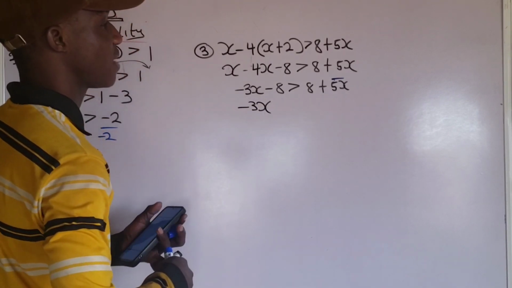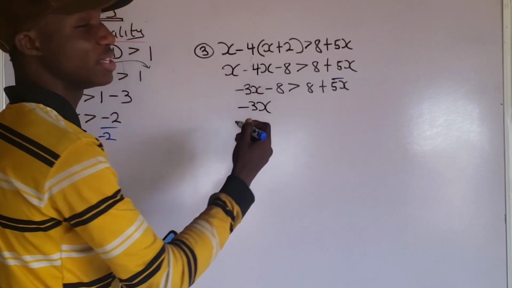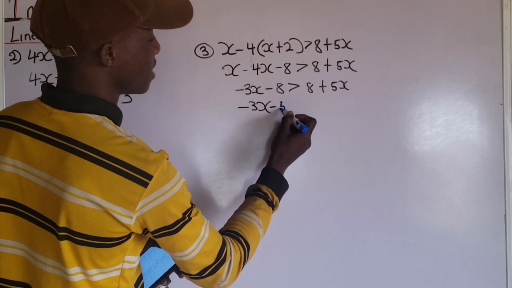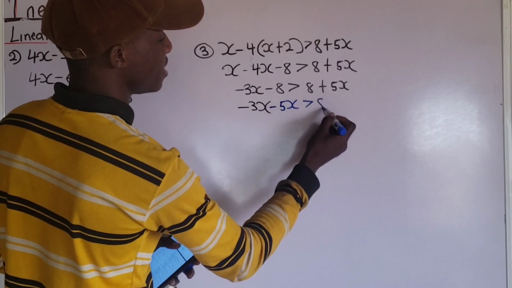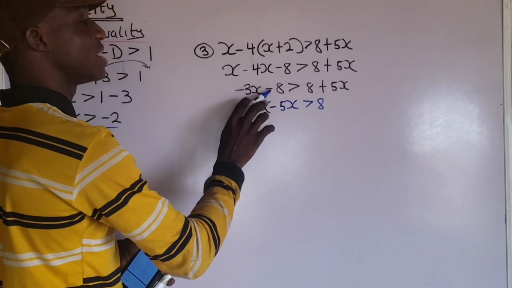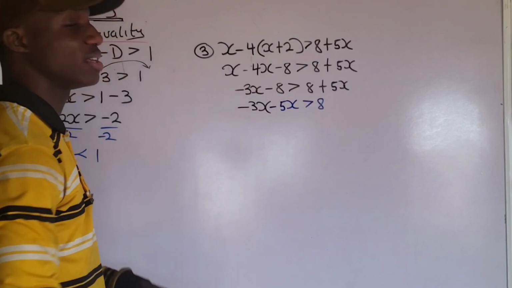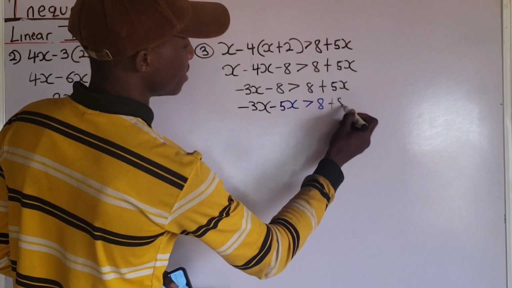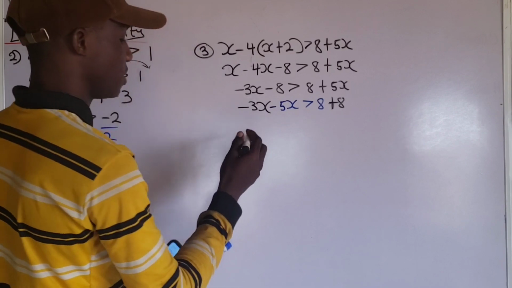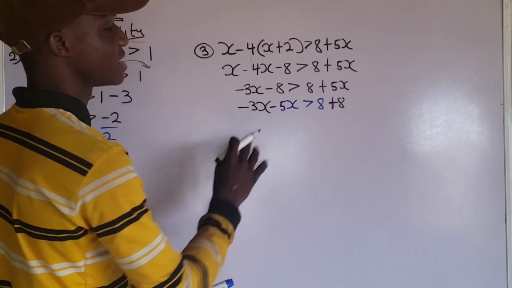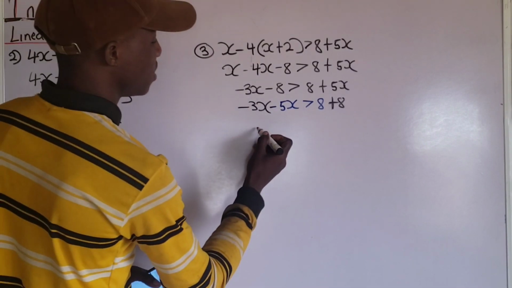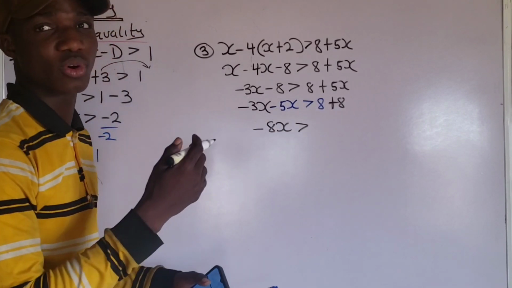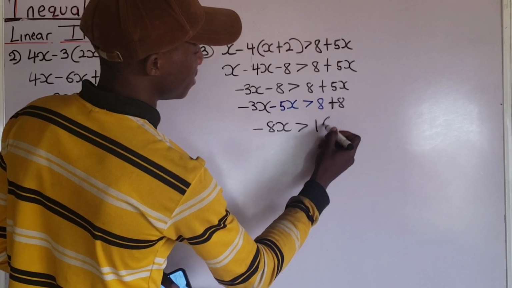Now, because the 5 is coming to the left hand side of the equation, the sign is going to change from positive to negative. So I'm going to have negative 5x is greater than 8. Now, because this negative 8 crosses the equals sign to the right hand side of the equation, the sign is going to become positive. So I'm going to have positive 8. Okay? Now, from this point, we're going to have negative 3x, negative 5x. That is negative 8x. Negative 8x is greater than, now 8 plus 8 is what? 16. So I'm going to have is greater than 16.